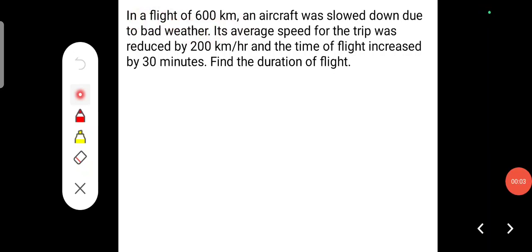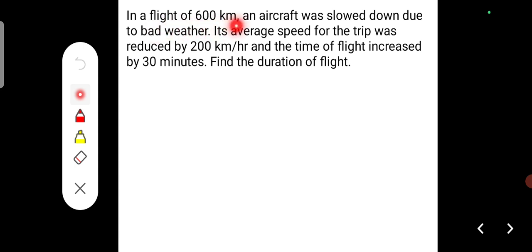In a flight of 600 km, an aircraft was slowed down due to bad weather. Its average speed for the trip was reduced by 200 km per hour and the time of flight increased by 30 minutes. Find the duration of flight.